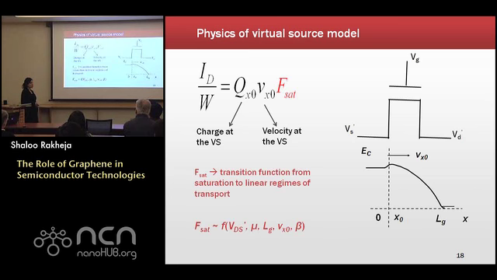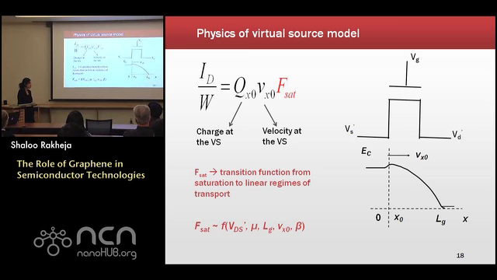Then we multiply this with an empirical function Fsat to achieve transition from saturation to linear regimes of transport. Fsat is mathematically implemented in a way that it goes to unity when the transistor is in saturation, but I won't have time to get into the implementation of Fsat, but I still want to point out that Fsat depends on the drain to source bias, it depends on mobility, the gate length, the injection velocity, and there is this parameter beta, which actually can be obtained upon calibration with experiments.